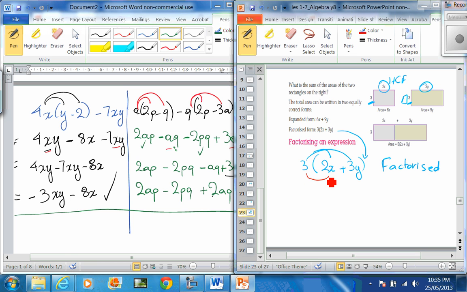3 times 2x equals 6x. I keep the same sign, plus 3 times 3 equals 9. 9 what? 9y. And this is the expanded form. The next step will be to evaluate. That means to give a value to x or y. That means I need to solve it. But that is in lesson 9. Let's go back and see how this works into this part.